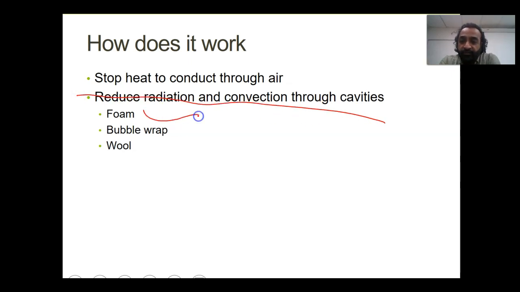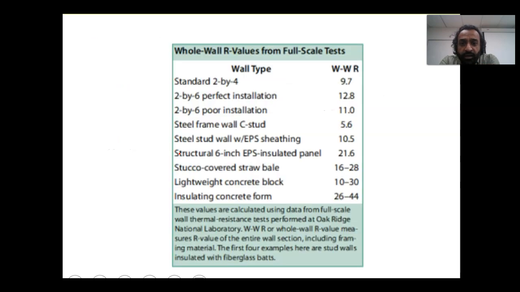And so we have foam, we have bubble wrap, and we have wool. Those are materials that, if you think about it, use air trapping ability to insulate. And we said air is a good insulator, but the problem is that it moves a lot. So if we have cavities and barriers to prevent the air from moving, probably we will have good insulation.